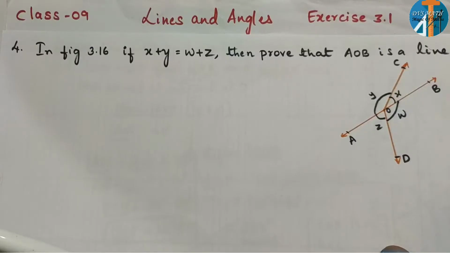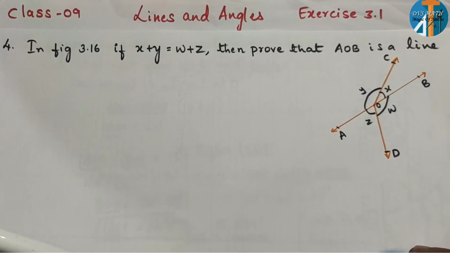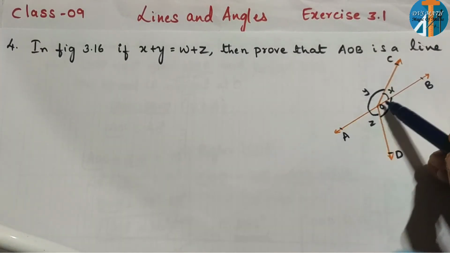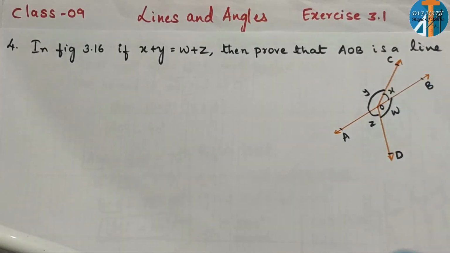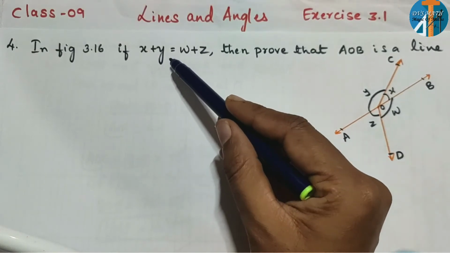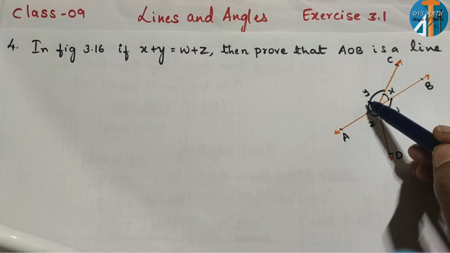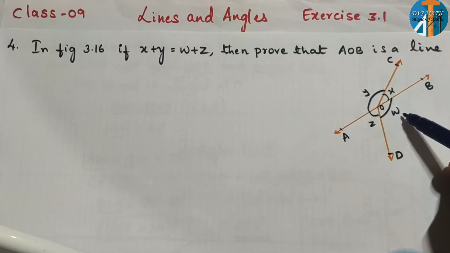Question number 4. In figure 3.16, that means the figure is this. If x plus y is equal to w plus z, then prove that AOB is a line. This is very simple. We have to prove that AOB is a straight line. Now observe, they gave one clue: x plus y is equal to w plus z.